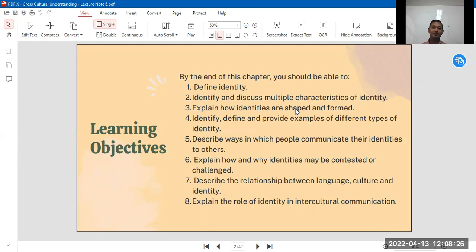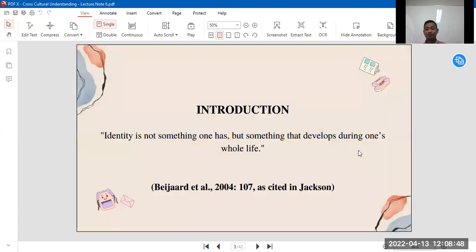The seventh, describe the relationship between language and culture and identity. And the last, explain the role of identity in intercultural communications. Those are the learning objectives of today's meeting. Let's begin with our first discussions.